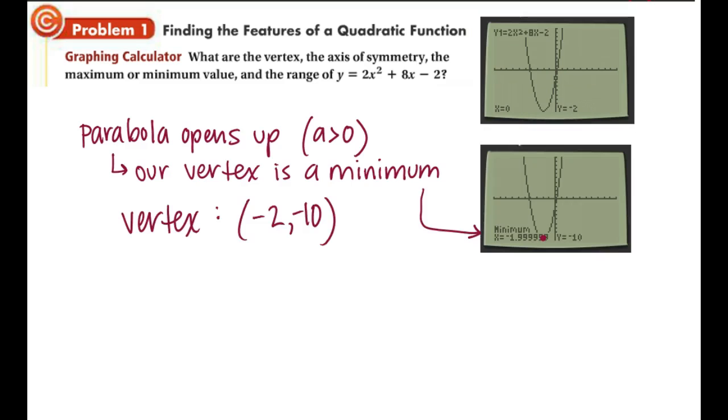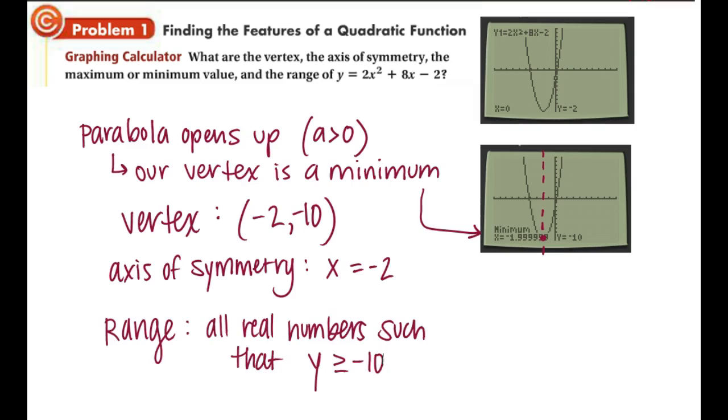So the vertex is at the coordinate point -2, -10, and we're rounding to -2 since it's super close to that. One more thing we can tell from this current graph is that the axis of symmetry is at the equation x equals -2. Remember, the axis of symmetry is always the x coordinate of the vertex. And that is the axis where you can fold the parabola over and get the same image on the other side.